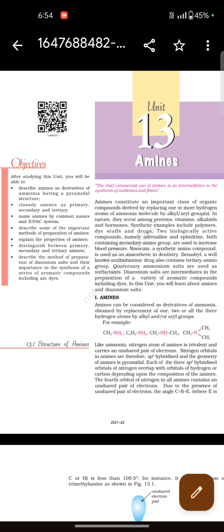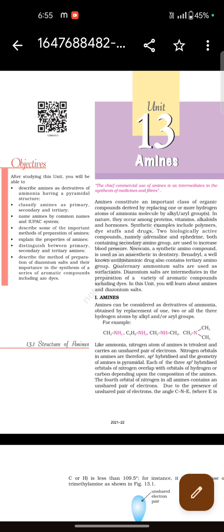Structure of amines. Like ammonia, the nitrogen atom of amines is trivalent and carries an unshared pair of electrons. Nitrogen orbitals in amines are, therefore, sp3 hybridized, and the geometry of amines is pyramidal. Each of the three sp3 hybridized orbitals of nitrogen overlaps with an orbital of hydrogen or carbon depending upon the composition of amines. The fourth orbital of nitrogen in all amines contains an unshared pair of electrons.